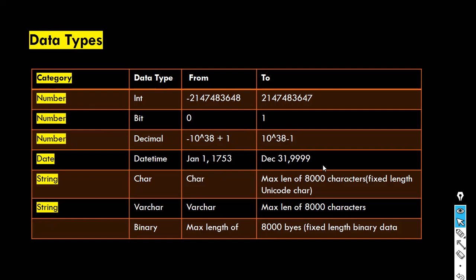If you wanted to store a date beyond this, like January 1st, year 10,000, it will not work. It will throw an error. So even for the date, there is a range. And character data types. We have the char data type and the varchar data type.